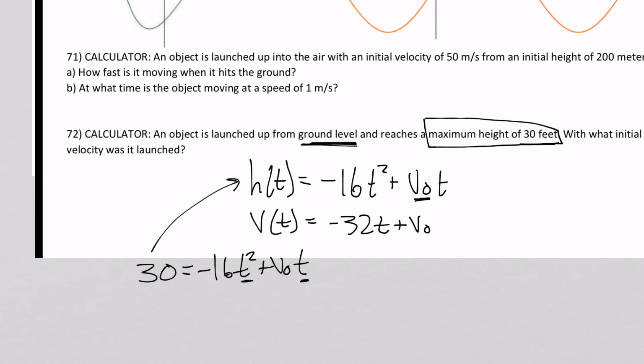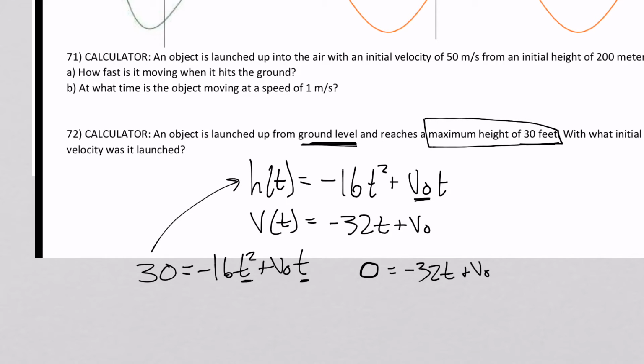And what else do I know about the object when its height is at its maximum value? Well, I know that its instantaneous velocity, v of t, has to equal 0, because when an object's at its max height, its velocity is 0. It is not moving up, it is not moving down, it is momentarily stationary, and it is not moving at all for just the most instantaneous of moments. So 0 equals negative 32t plus v naught.